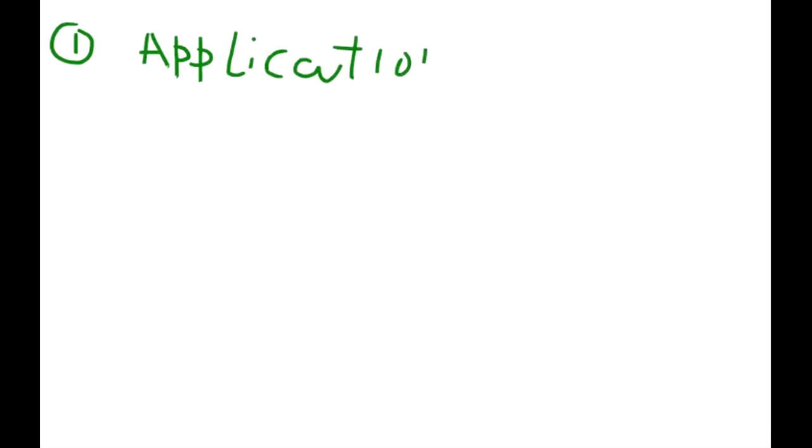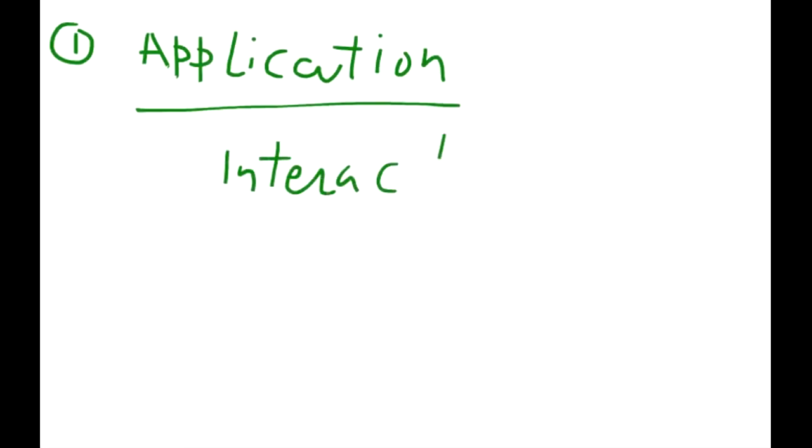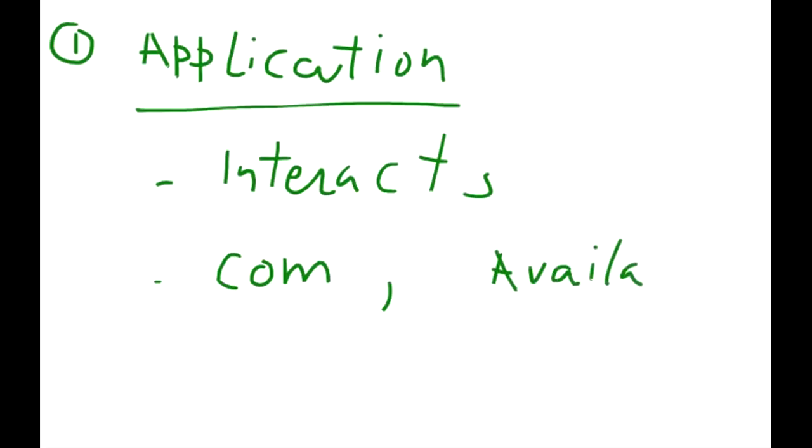So, as I have already told you, the first layer which communicates directly with the applications and the users is called the application layer. It interacts directly with the users and with the applications, and other tasks of the application layer are to identify communication partners, to determine resource availability, and to synchronize the communication.